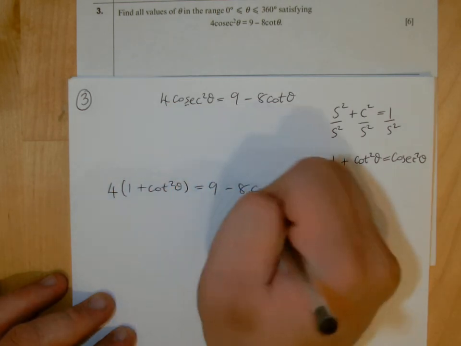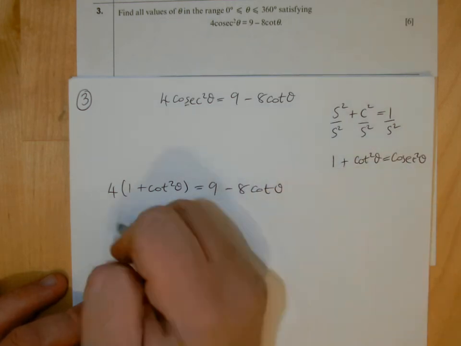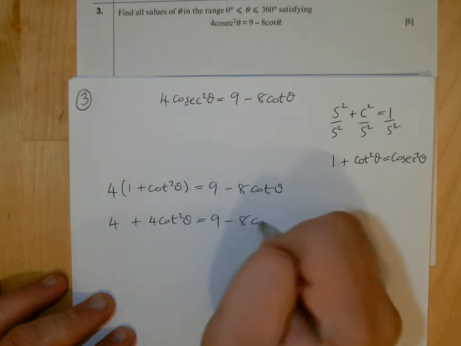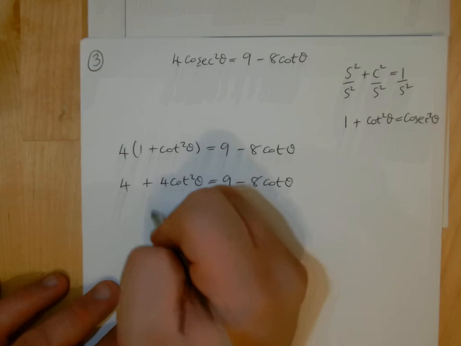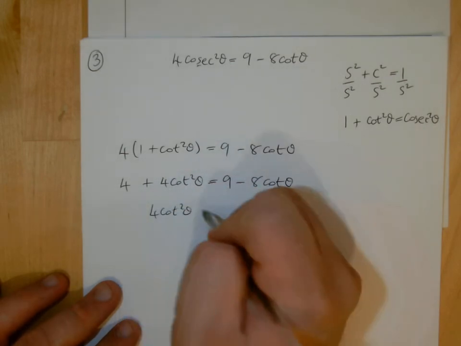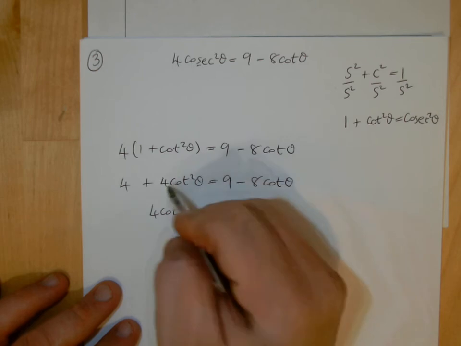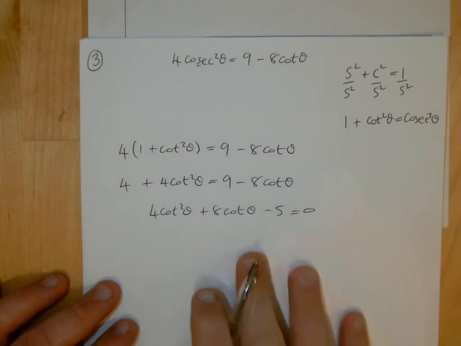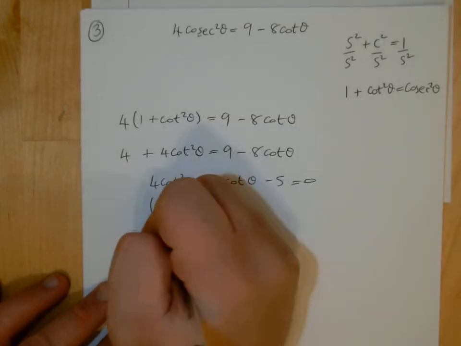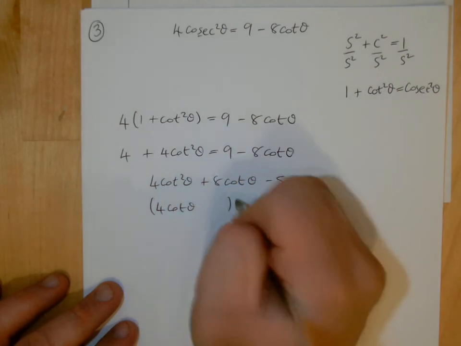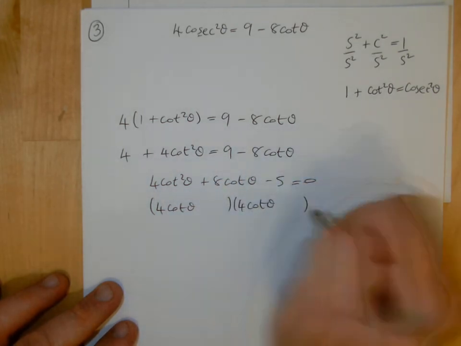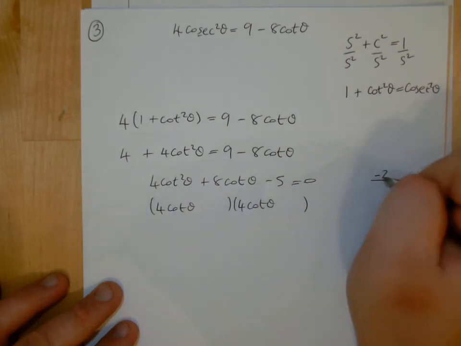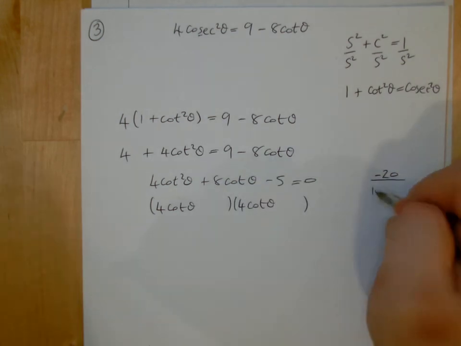So 9 minus 8 cot theta. So multiply out: 4 plus 4 cot squared theta equals 9 minus 8 cot theta. So then I get 4 cot squared theta plus 8 cot theta, if I get everything to the left hand side, and I take the 9 over, so it becomes minus 5 equals 0. So again, we've got to factorize this, so we put 4 cot theta using our method in both brackets. So we need to get two numbers that multiply to give minus 20 and add up to give 8. So what about 10 and 2?